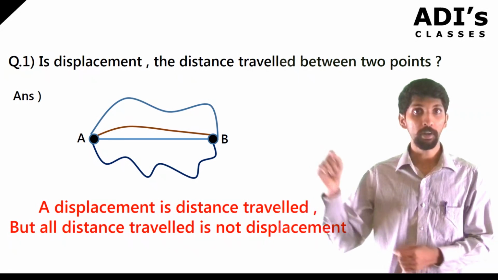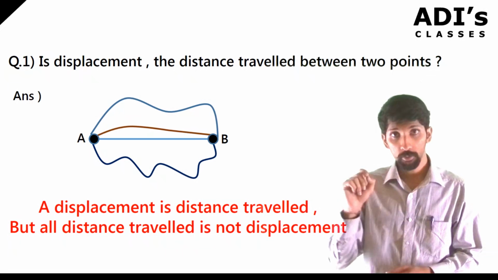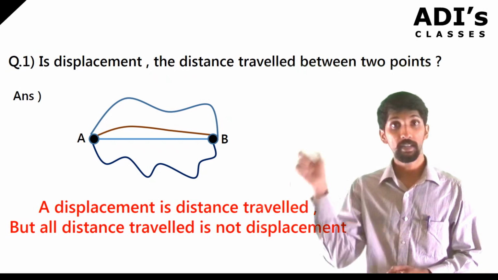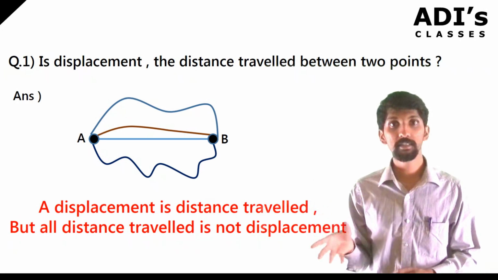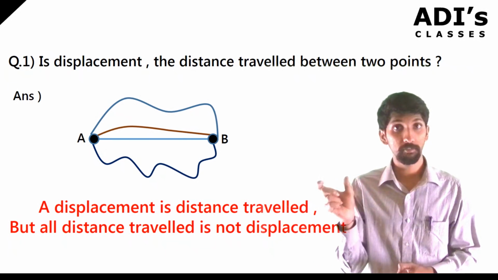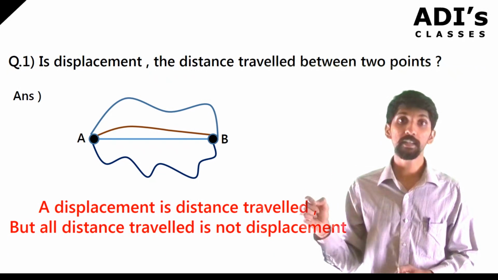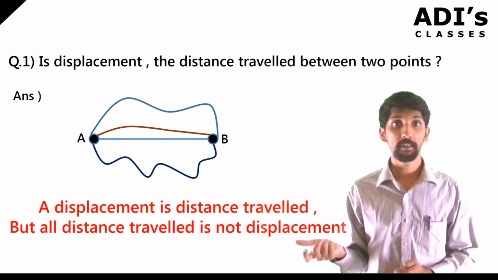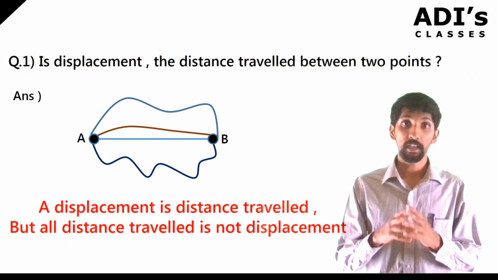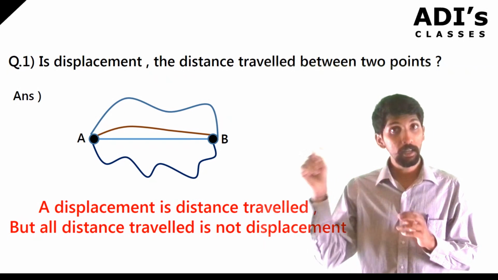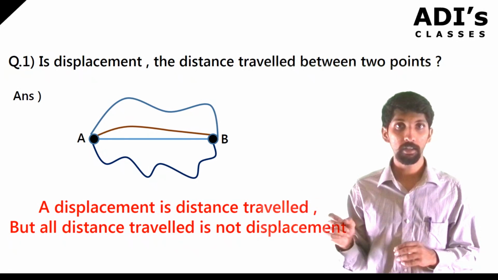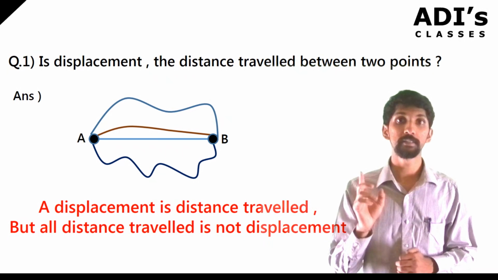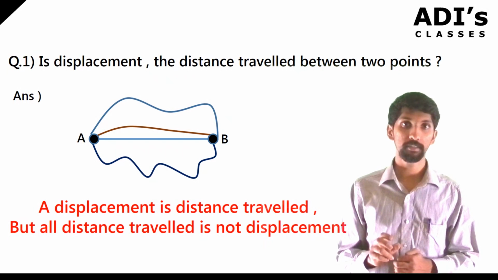Because from point A to point B, you have only one shortest path, right? But rest every path, displacement is only one path. But rest everything is nothing but the distance traveled between 2 points. Correct? So it's like saying if distance traveled is every path between A and B, only one path is displacement, that is the shortest path.